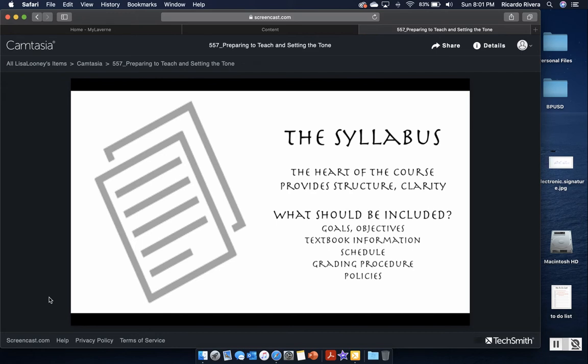It's what provides the structure, the clarity of your course. What should be included? And you'll see a lot of these elements in syllabus and syllabi that you review and look at, right? You should have goals, objectives, what textbook you're using, what the schedule will look like, what your grading procedure is, any policies on late submission, policies on missing class, maybe plagiarism type of policies, other things that sometimes departments or schools will mandate, you'll see embedded into your syllabus.